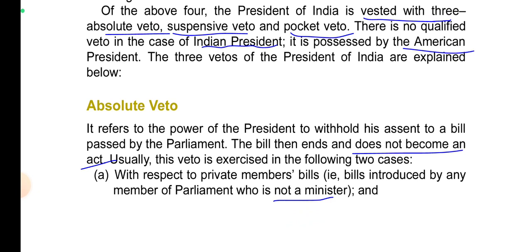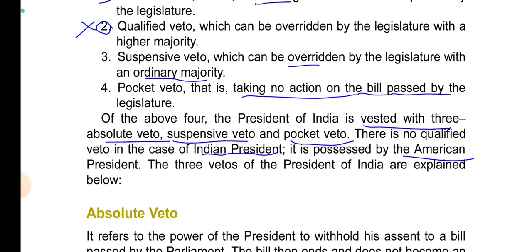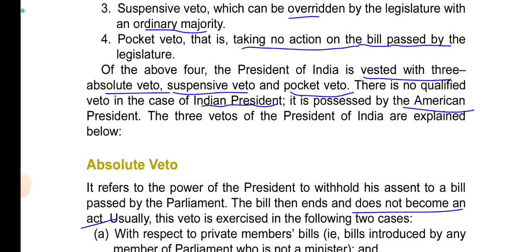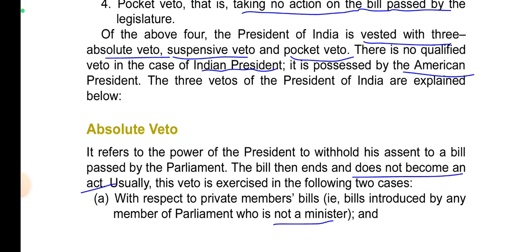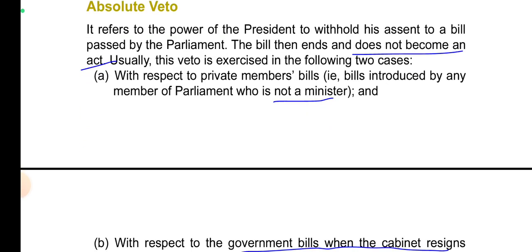Of the above four, the President of India is vested with three: absolute veto, suspensive veto, and pocket veto. Qualified veto नहीं है, ठीक है. There is no qualified veto in the case of Indian President. It is possessed by the American President. The three vetoes of the President of India are explained below. Absolute veto. It refers to the power of the President to withhold his assent to a bill passed by the Parliament.